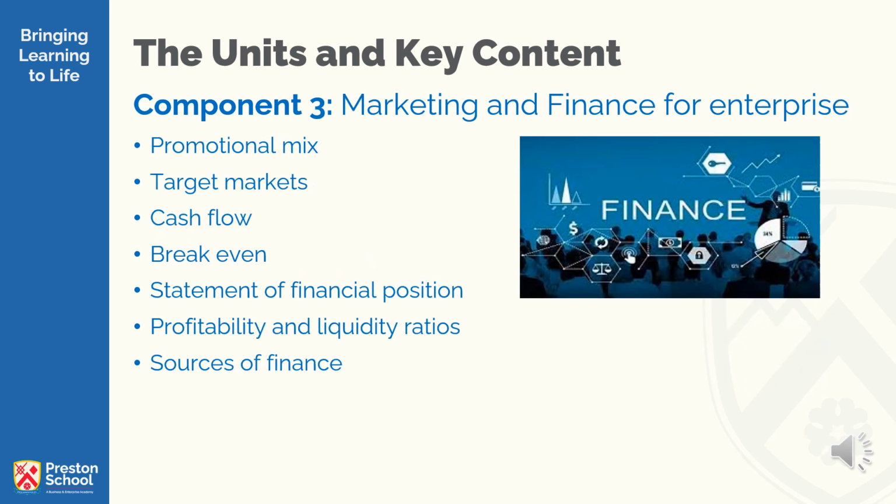In Component 3, Marketing and Finance for Enterprise, we will start this unit by learning about the promotional mix. This is all the different methods of promotion available to business to actually market their idea. We will then learn about target markets before going on to the finance side of this unit, learning about cash flow, break-even, statements of financial position, profitability and liquidity ratios, and then finishing off with sources of finance, which looks at all the different sources of finance available to business to start up, grow, and also run their enterprise.